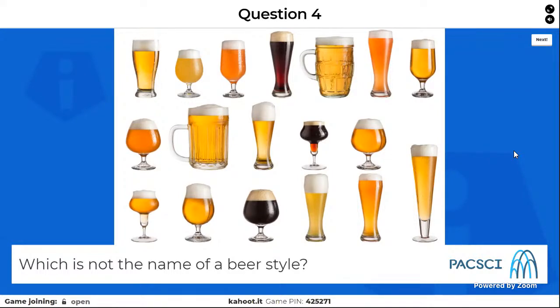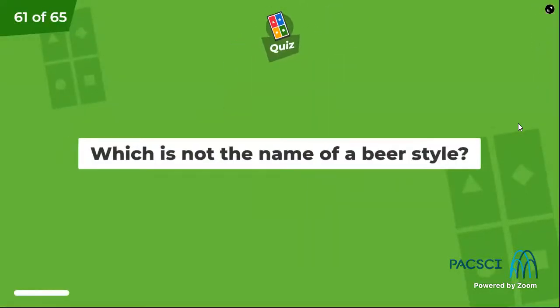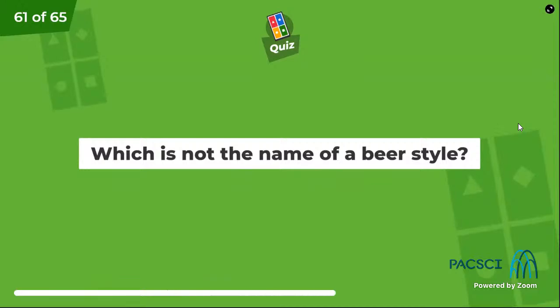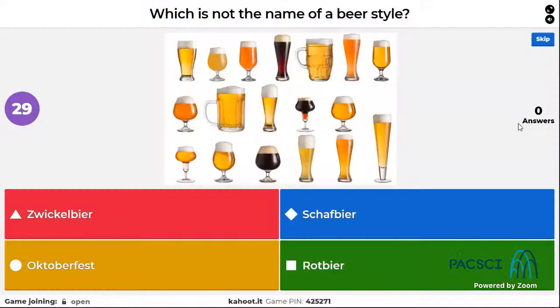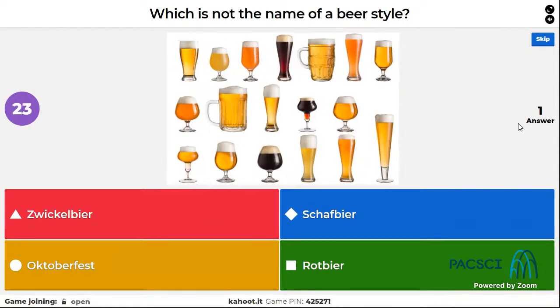There's a lot of beers here in this image. Which is not the name of a beer style? So many different styles of beer, they all have so many different names, but one of these is not an actual name of a style of beer. Is it Zwickel beer, Schaftsbier, Oktoberfest, or Rot beer?